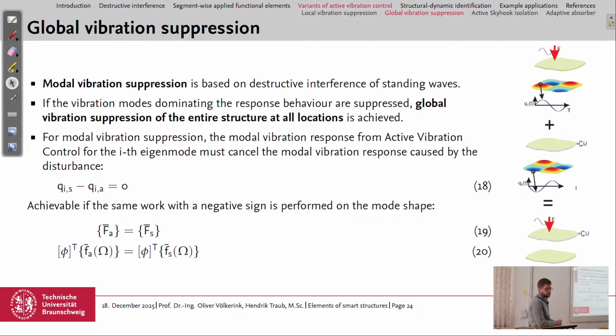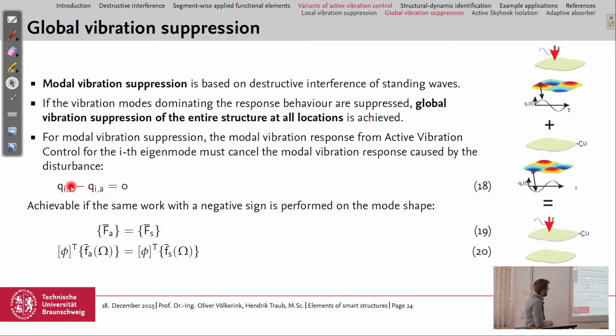Now we look again at the global vibration suppression. The modal vibration suppression is based on the destructive interference of the standing waves, like shown in the first slide of the lecture. If the vibration is dominated by some eigenmodes, and we can suppress them, or have the same eigenmodes excited with a phase shift, then we can really suppress the vibrations at the entire structure at all locations, not just at one.